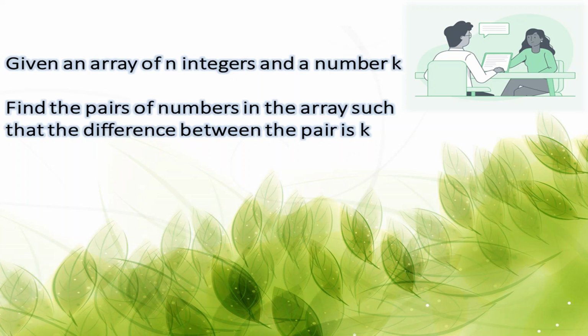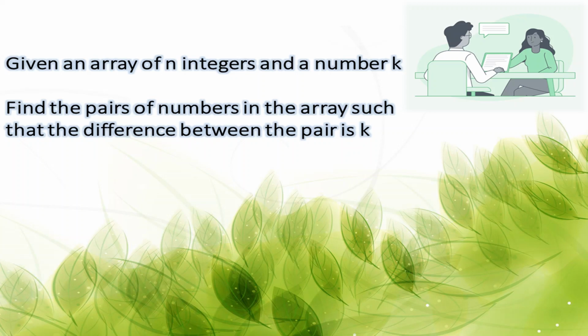If we use a nested loop, what would be the time complexity here? If I'm using the nested loop, it will be big O of n square. Can you think of any better solution? Let me think. For a better solution, I can use the basic two pointer approach. In two pointer, the first and second pointer will both be on the first element of the array.